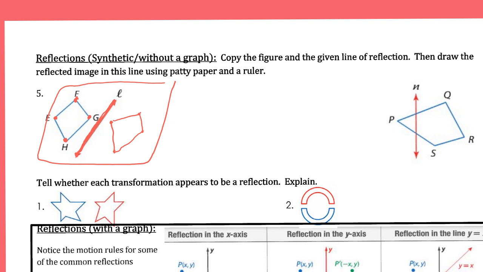Okay, and you would name the resultant points as G becomes G prime, F becomes F prime, E becomes E prime, and H becomes H prime. So you're just going to use your parchment paper to help you do that reflection.